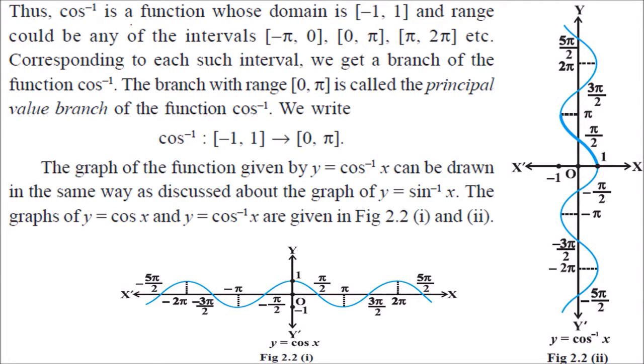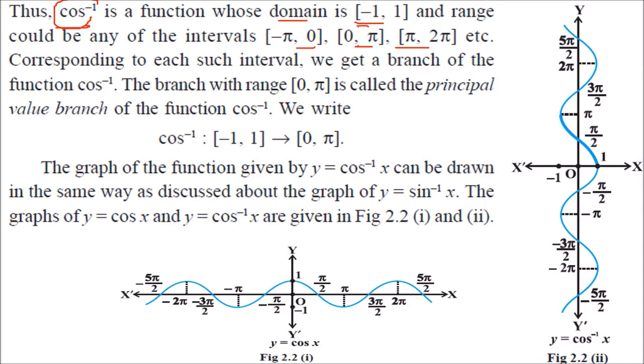The cos inverse is a function. Now, what was the range of cos? It was -1 to 1. So for cos inverse, the range of cos will become the domain of cos inverse, and we are restricting ourselves to this portion, because we want inversion, and inversion is only possible when the function is 1-1 and onto.